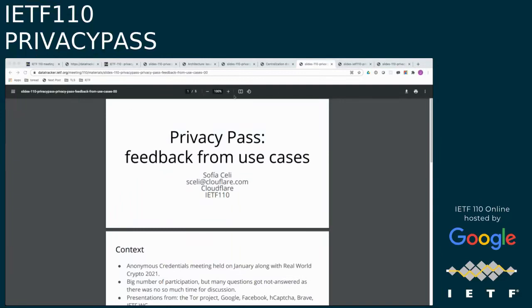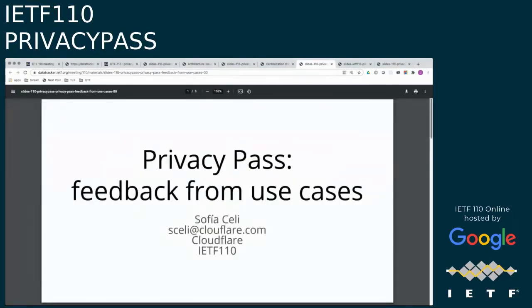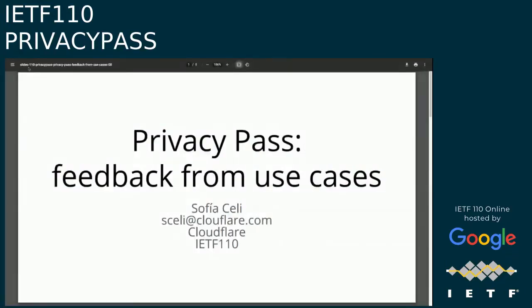Use cases next. Use case feedback. Yeah, that's me. Okay, thank you. My name is Sofia Celi. I'm from Cloudflare, and today I'll be talking about a little bit of feedback from the use cases of Privacy Pass. Next slide, please.